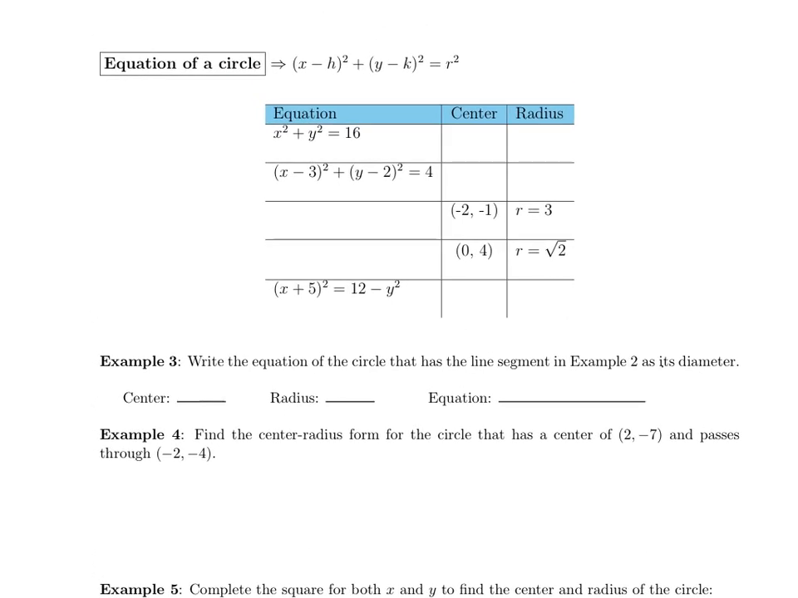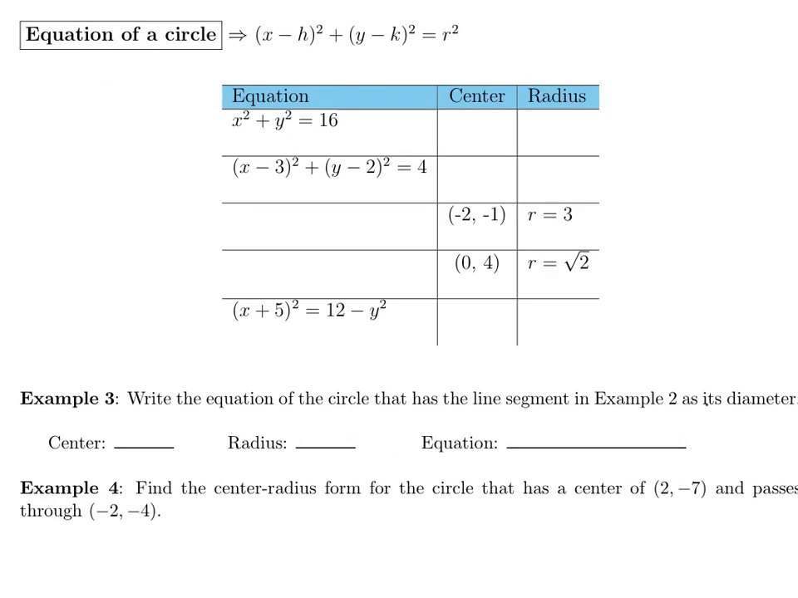Okay, so we're going to work through this. We're given an equation, and we're going to identify the center and the radius. If you look at this first one, there is no adding or subtracting on the x and the y, so that implies that your center is 0, 0. Then if you take the square root of 16, your radius is going to be 4. In the next one, my h is 3, my k is 2, so the center is 3, 2. And the square root of 4 is 2, so your radius is 2.